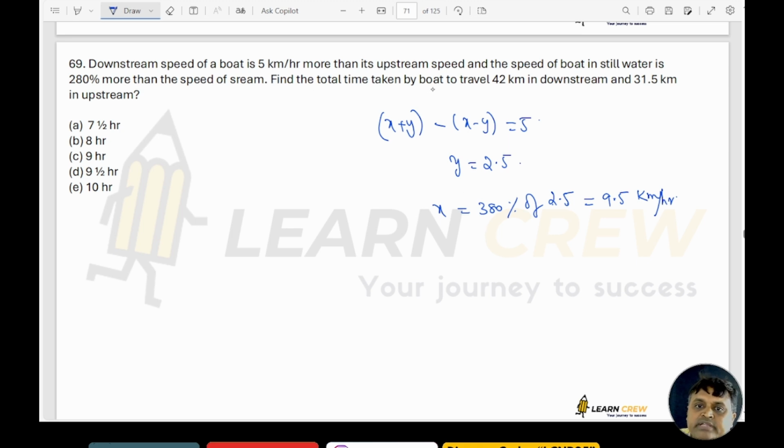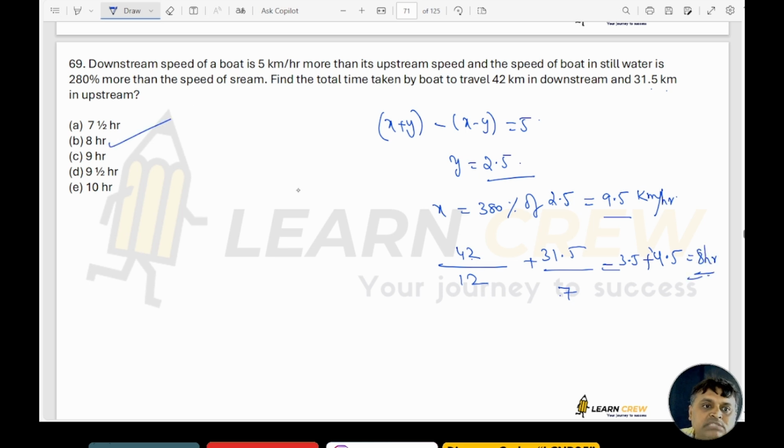Now find the total time taken by the boat to travel 42 km downstream and 31.5 km upstream. So 42 by the downstream speed, x plus y, is 12. Similarly 31.5 by 9.5 minus 2.5, 7. So 12 into 3.5 is 42, 7 into 4.5 is 31.5. 3.5 plus 4.5 is 8 hours. So the answer is 8 hours.